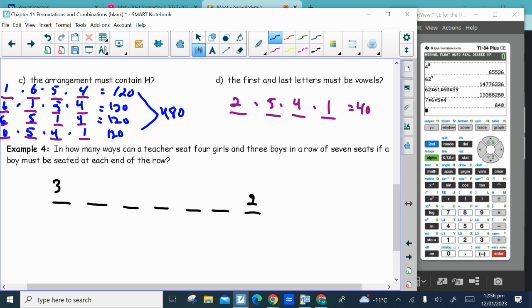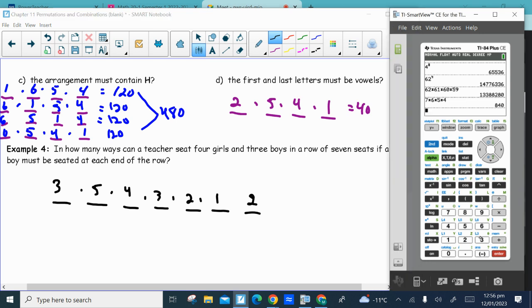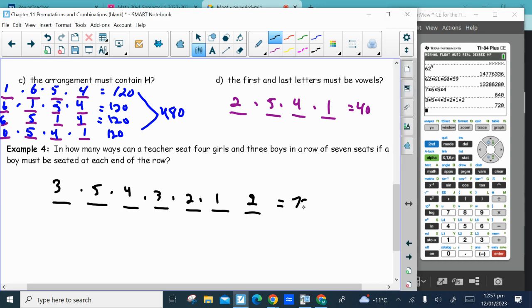Doesn't matter. But we started with 7 students. We've used 2 of them up already. So that means we'd have 5 for the next, and then 4, 3, 2, and then 1. So it's 3 times 5 times 4 times 3 times 2. And you can multiply by 1 if you want. That doesn't change anything. But then the last digit is a 2 that you're multiplying by. So that gives us 720 different arrangements are possible.